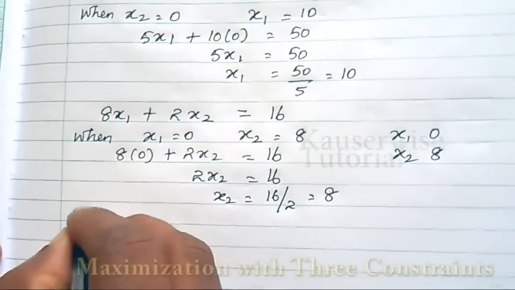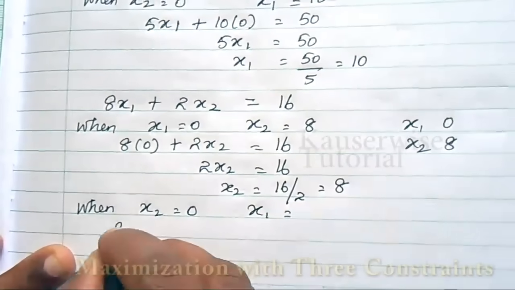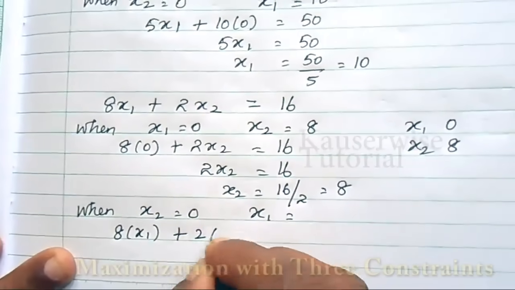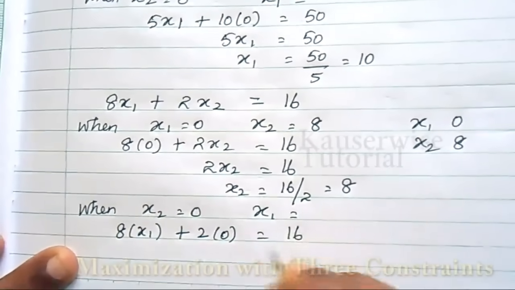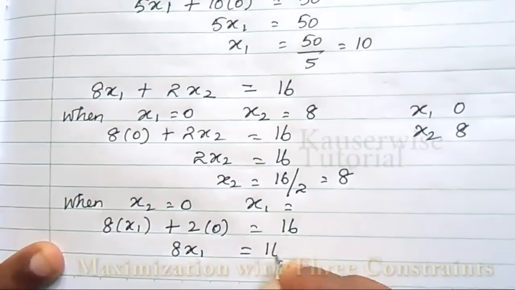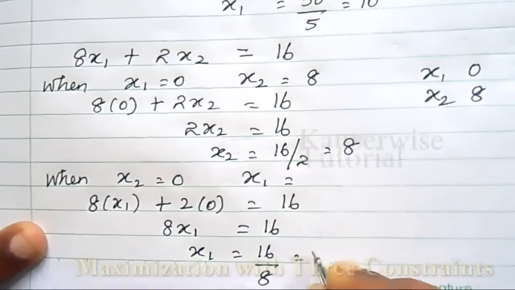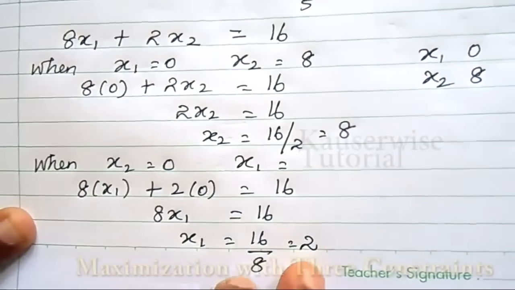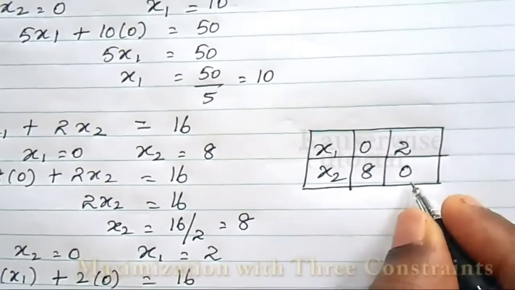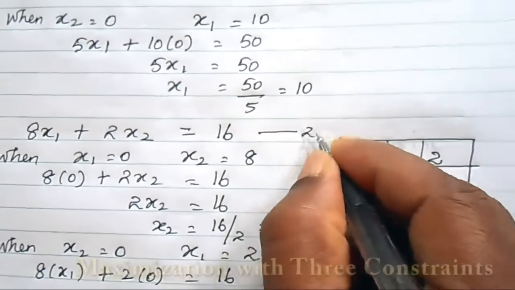In the same way, when x2 is equal to 0, what is the value for x1? 8 x1 plus 2, x2 value is 0 is equal to 16. So 8 x1, 2 into 0, 0 is equal to 16. So x1 is equal to 16 divided by 8. What is the value? 2. So x1 value is 2. So when x1 value is 0, x2 is 8. When x2 is 0, x1 value will be 2. So we have got the value for the second equation also.